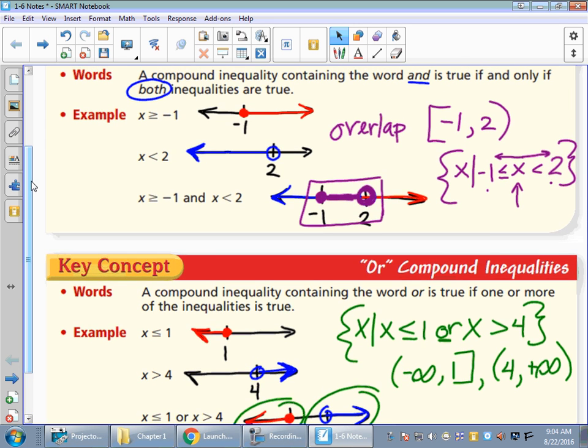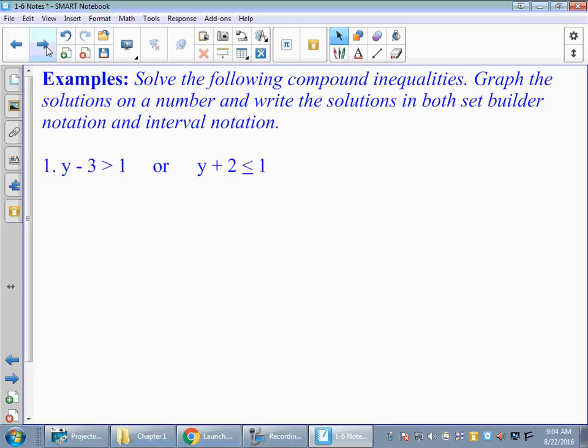All right, so let's go ahead and try these. I have an example of each type. First, we're going to start with the or, and then we'll get into the and. So an or compound inequality, these aren't solved for, so we're going to solve them first, and then we'll put them on a number line and go through the steps.